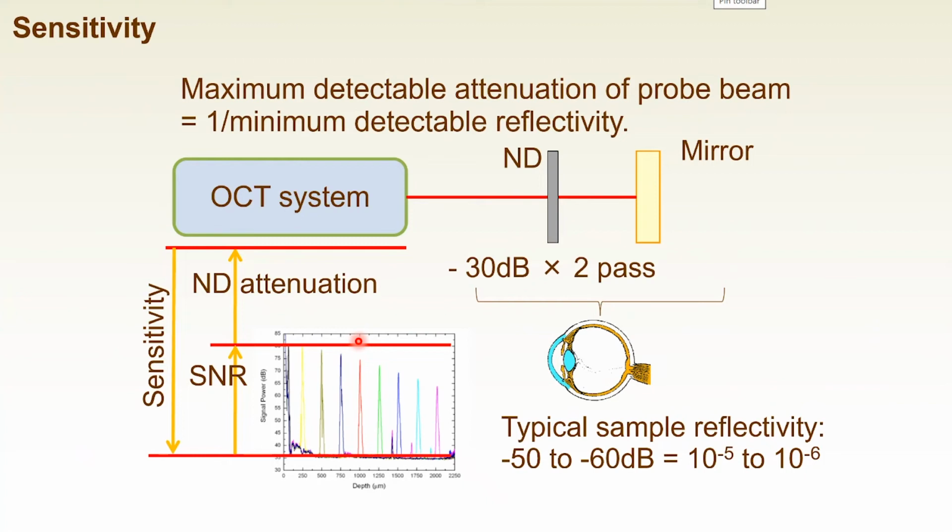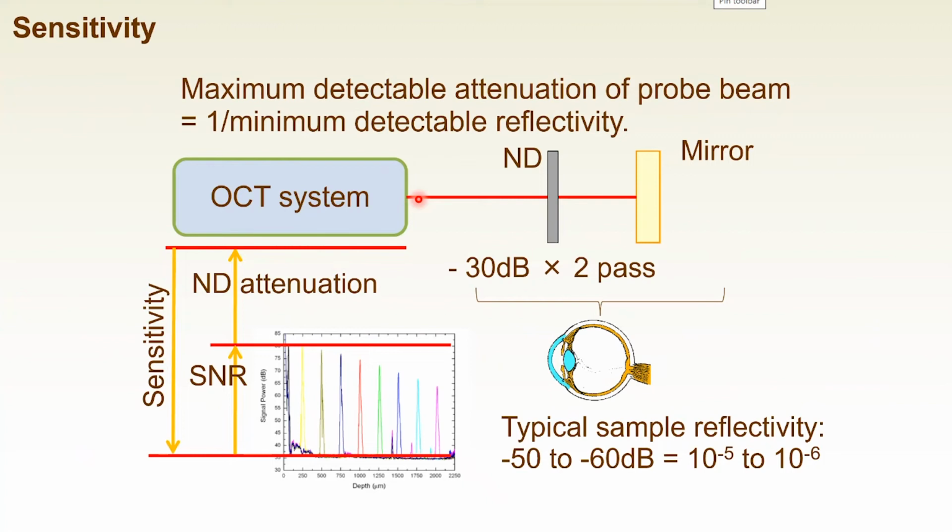Okay, so then there are several tricks to measure the sensitivity. But anyway, the point is, it's a ratio. This means the sensitivity is defined as the maximum detectable attenuation of the probe beam. Okay, so then how can we measure it in reality?